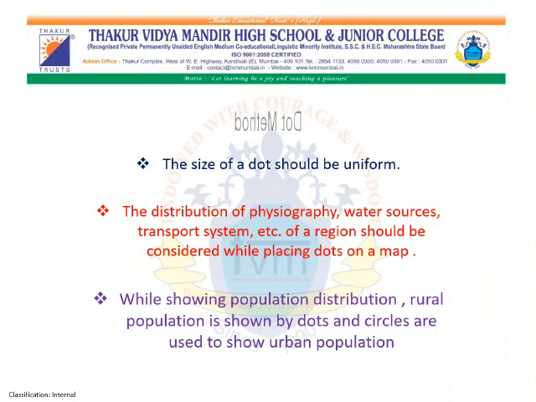The following precautions should be taken while using the dot method for a map. First, the size of a dot should be uniform, that is, it should be the same. Second, the distribution of physiography, water resources, transport system, etc. of a region should be considered while placing dots on a map. Third, while showing population distribution, rural population, that is village population, is shown by dots and circles are used to show the urban population. The dot method is more suitable for a variable which is freely scattered across the region.